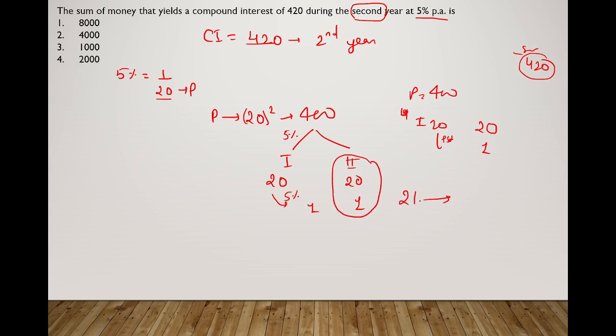So total interest in the second year is 21, and how much is given in the question? 420. So 1 unit means 20. So how much is the principal? Principal is 400. We need to find the sum of money, meaning the principal for the first year. So this is 400 times 20, so the value becomes 8,000. So option number first is the right answer.